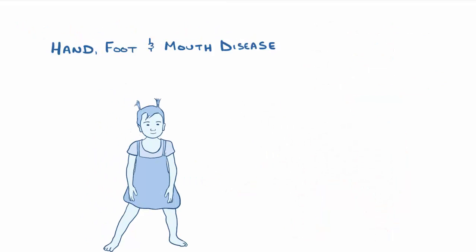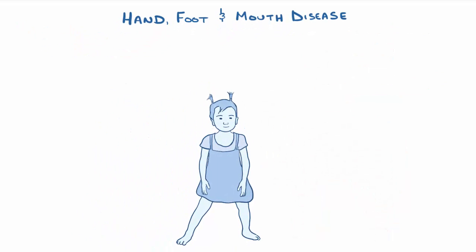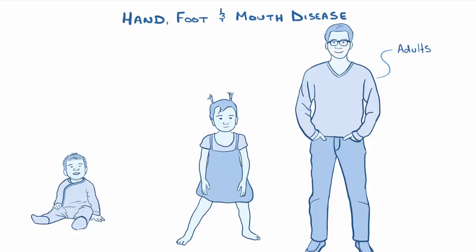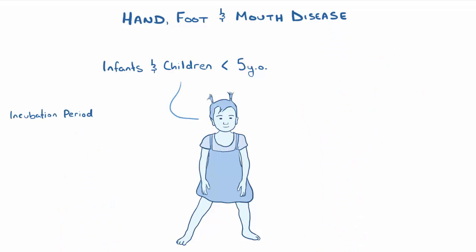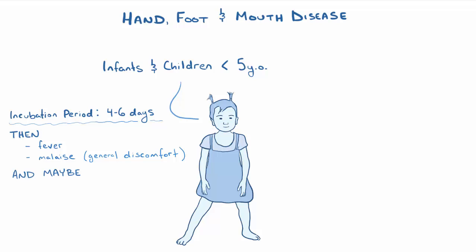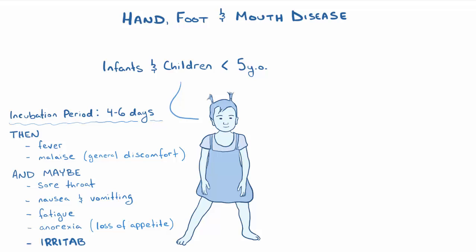Okay, so what is hand, foot, and mouth disease? Well, while the disease can affect adults, it is generally considered a disease of infants and children under the age of 5. The incubation period of the disease is usually 4 to 6 days after exposure to the virus. After that, symptoms usually begin as a low-grade fever and malaise, or a generalized feeling of discomfort. Other signs of the disease may include a sore throat, nausea and vomiting, fatigue, anorexia or a loss of appetite, and as one might imagine, irritability.